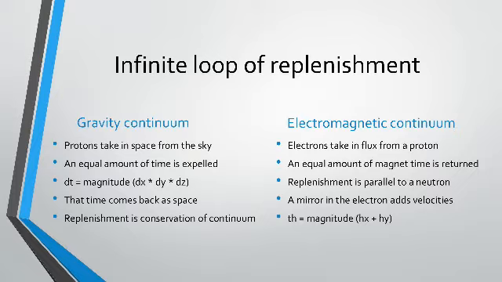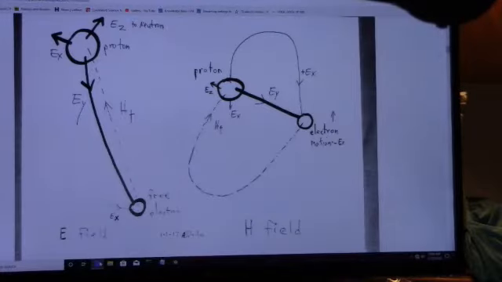The electromagnetic continuum is very similar, but instead of space being taken into protons, flux is being taken into electrons. Now, flux only has two space dimensions and one time-like dimension going the other way, magnet time. So an equal amount of magnet time is returned to the electron and a replenishment. So there's a flow in a loop from the proton electron, as I was showing you on the picture here.